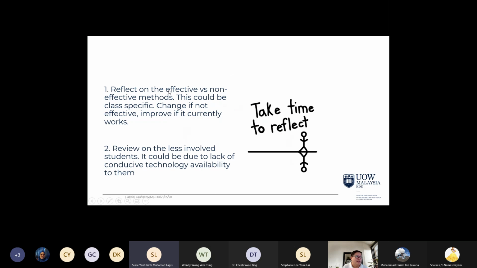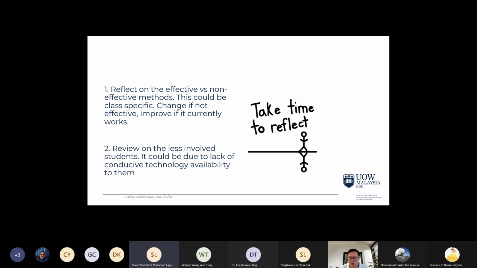Okay. Now, reflect on the effective versus non-effective methods. This one you kena buat. You need to reflect. Can or not? Today I did my class. After I do assessment, only 50% students understand, something is wrong. So you reflect. What was effective? What was not effective? Change if not effective. Improve if it currently works. So if it is not effective that you do a particular stunt or a particular method, it didn't work. Don't start crying. No problem one. No problem. In the future, you change. Because no one method can use for all classes.